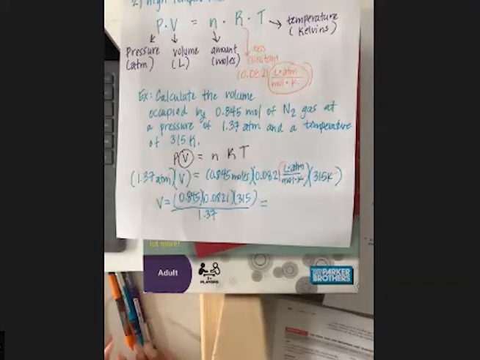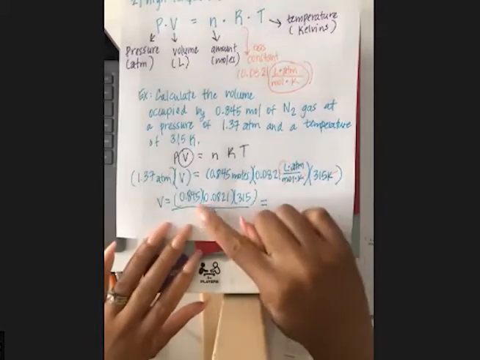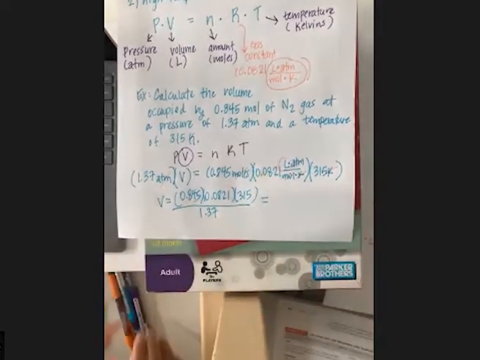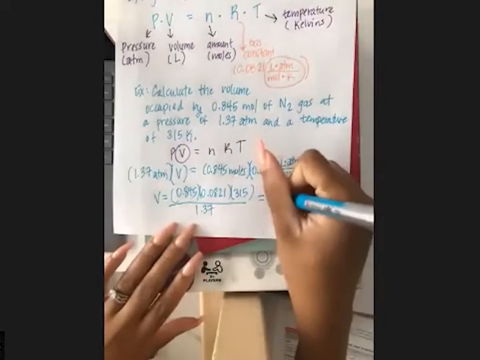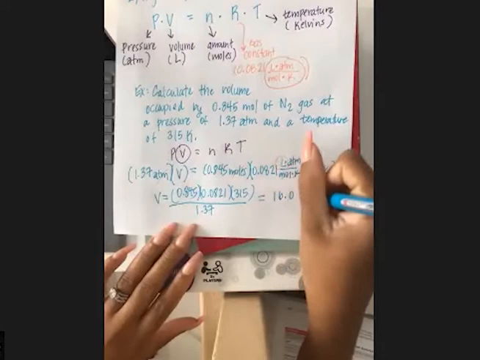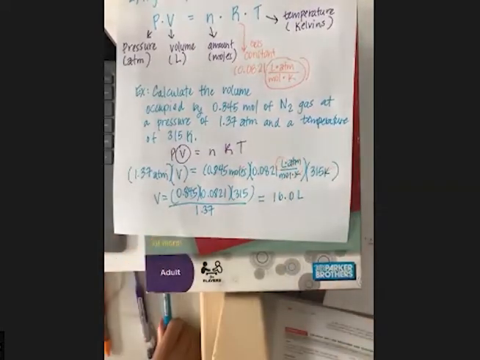So we put this all in our calculator, and what did you guys get once you put it in your calculator? 16.0 liters. All right, so we see that we need 3 sig figs. Once we do all this with 3 sig figs, we're going to get 16.0 liters.